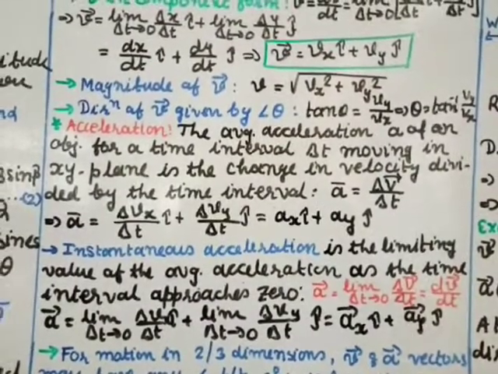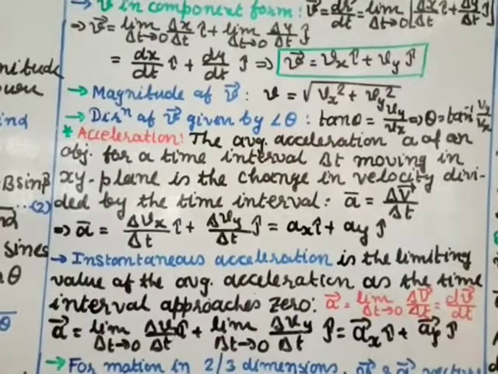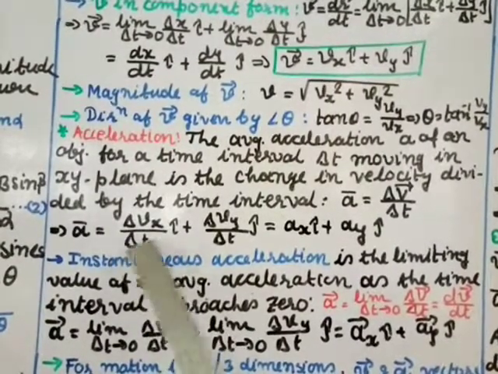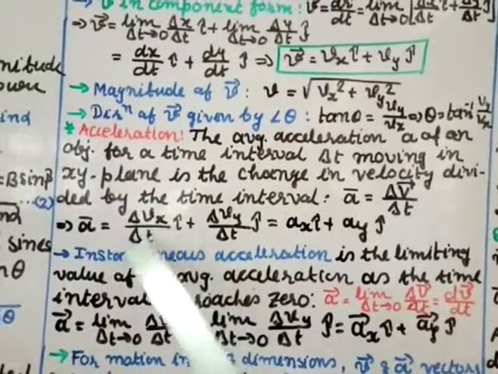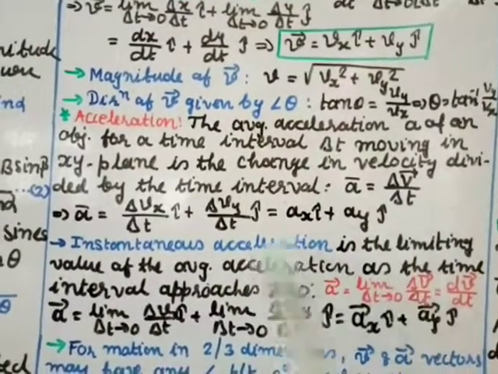Now delta v in component form is delta vx i cap plus delta vy j cap. So in component form, delta vx by delta t i cap plus delta vy by delta t j cap. This can be taken as ax i cap plus ay j cap.